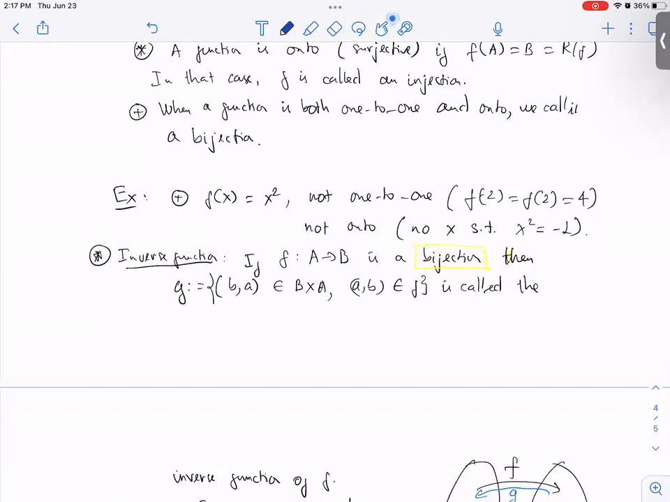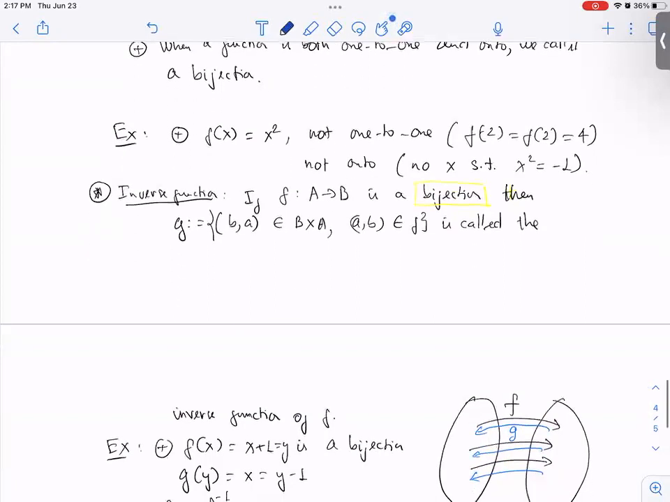And here is an example. Again, we consider the function f(x) equals x squared. And easily we see that this function is not one-to-one because f(-2) equals f(2) equals 4. So here we have two different inputs, -2 and 2, with the same output 4. And also the function is not onto because there's no x such that x squared equals -1. So -1 here is not in the range of the function.